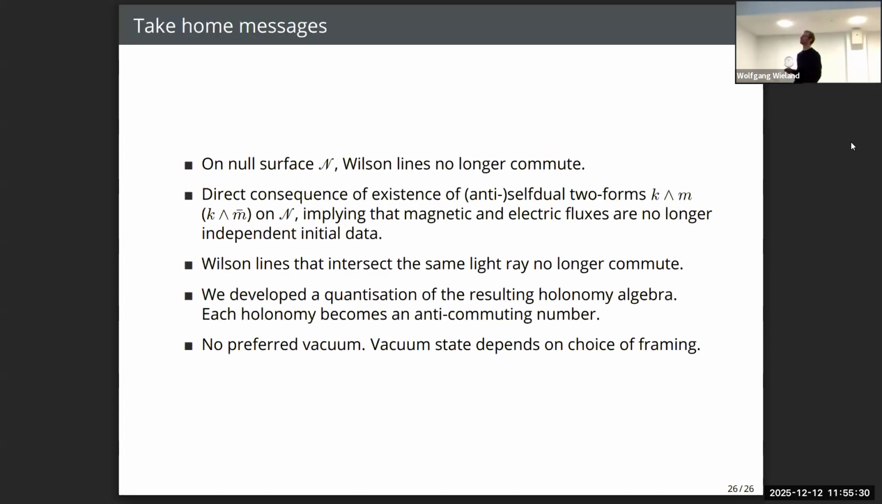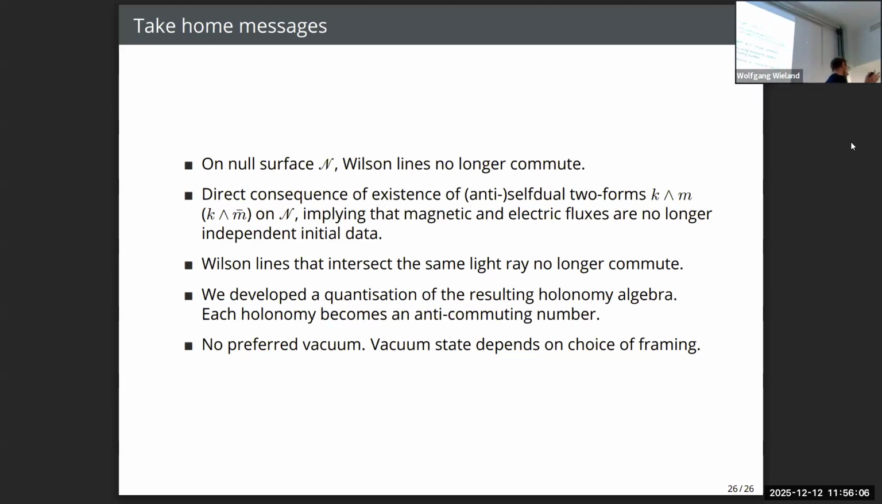Okay, that's it. So, what's the take-home message? On a null surface, Wilson lines no longer commute under the Poisson bracket, and this is a direct consequence of the fact that there are self-dual two forms on null hypersurfaces, that k wedge m, its Hodge dual is just i times k wedge m. And this implies that on a null hypersurface, electric and magnetic fields are no longer functionally independent.